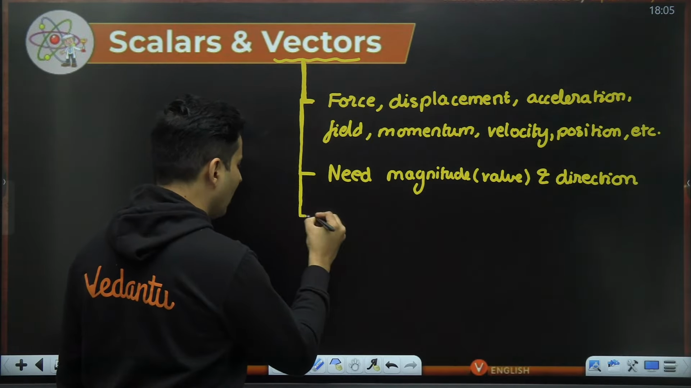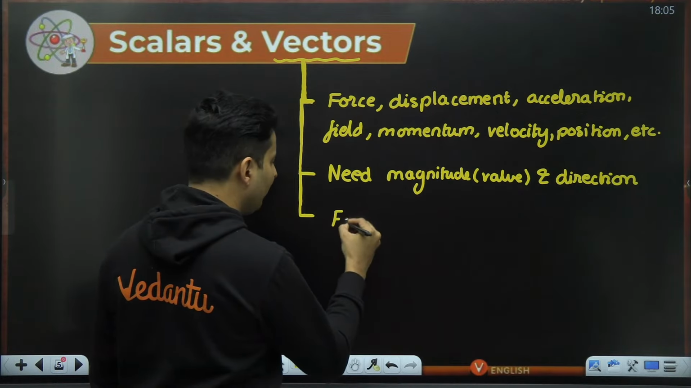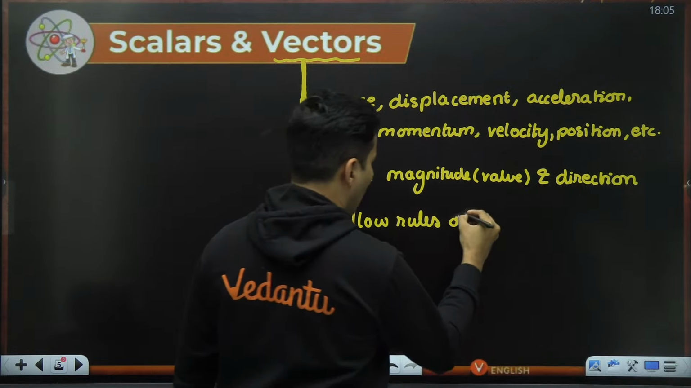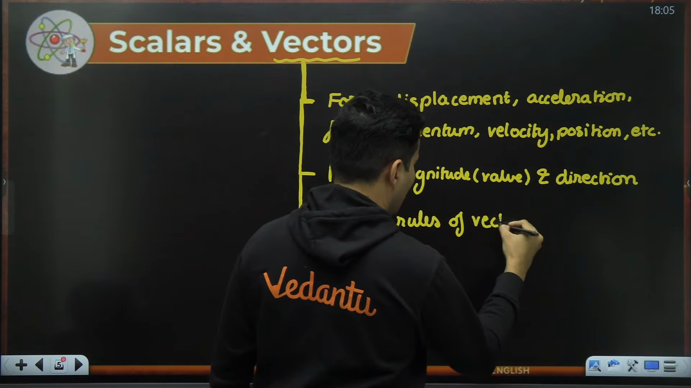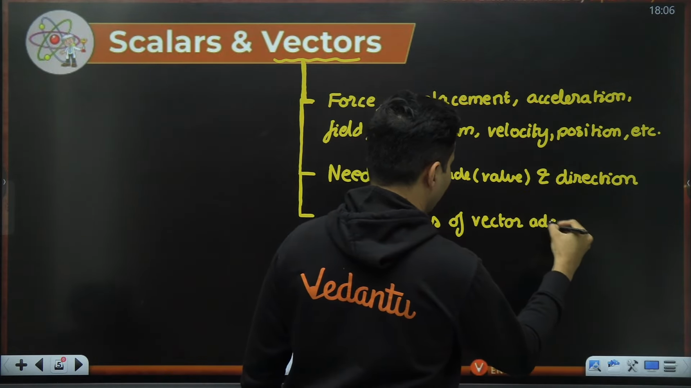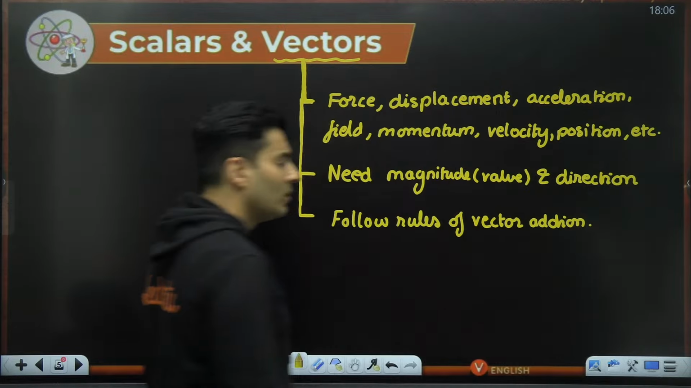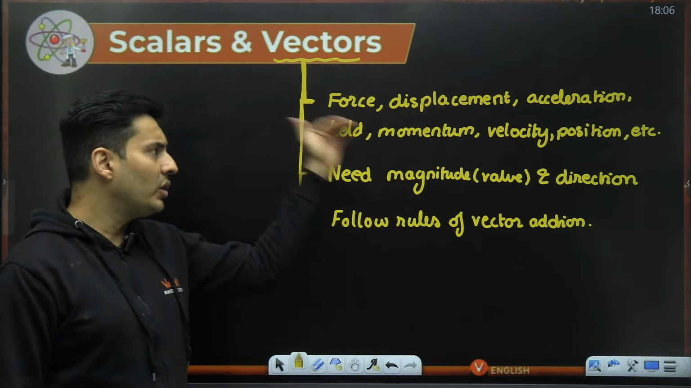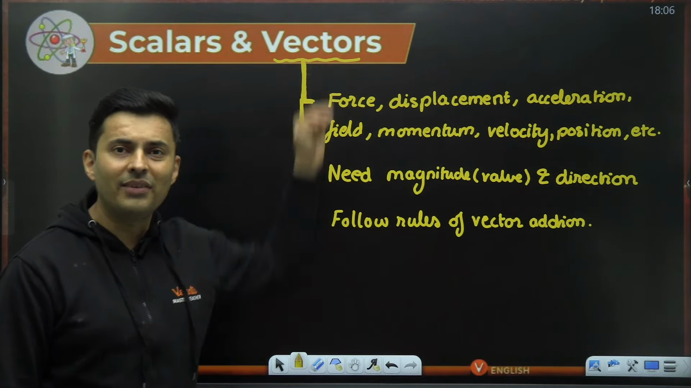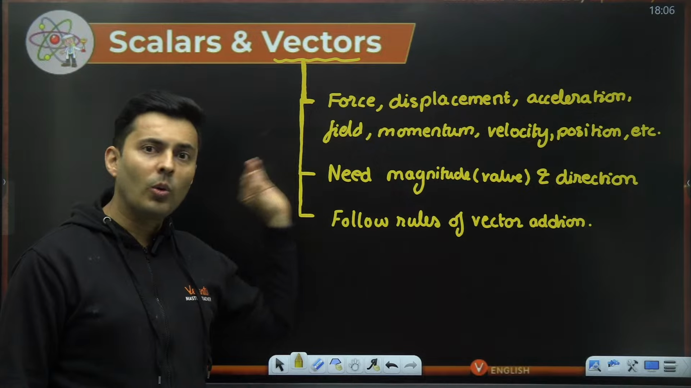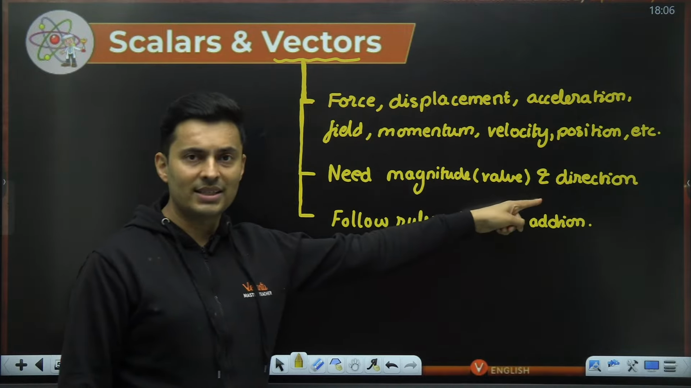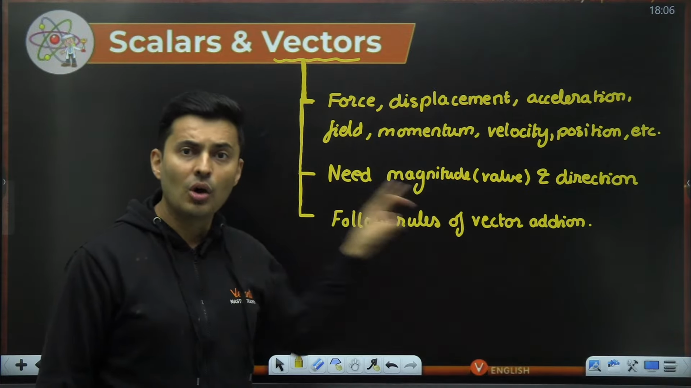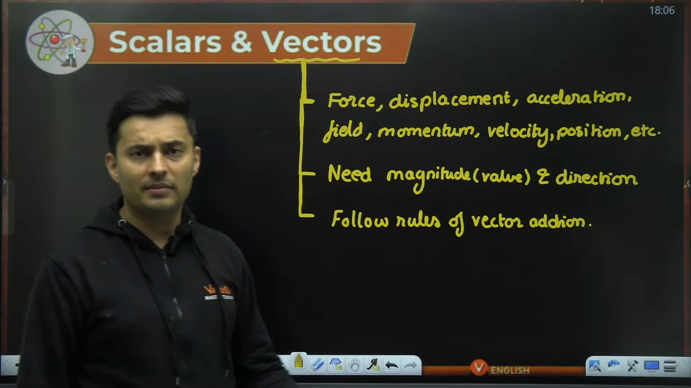And one last thing about vectors is that they follow the rules of the vector addition and subtraction. They follow the rules of vector addition, subtraction, whatever it is. So that is compulsory. Just because it has some magnitude and direction does not make it qualify for a vector. For it to qualify as a vector, this also is essential. It should have some direction, it should have some value, and it should follow those rules. Only then it qualifies as a vector.